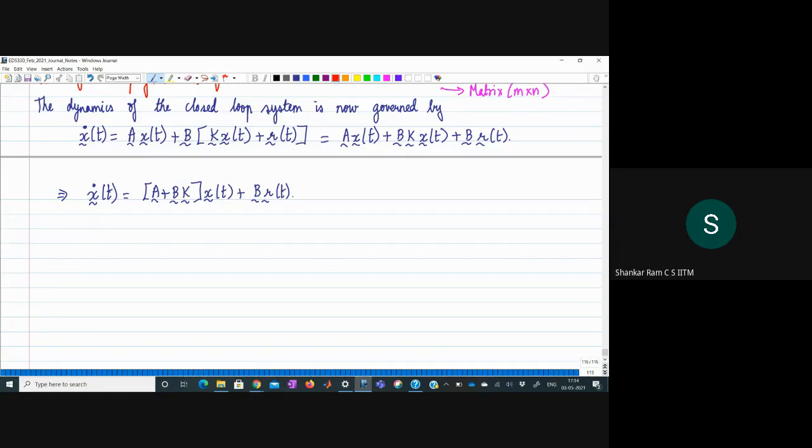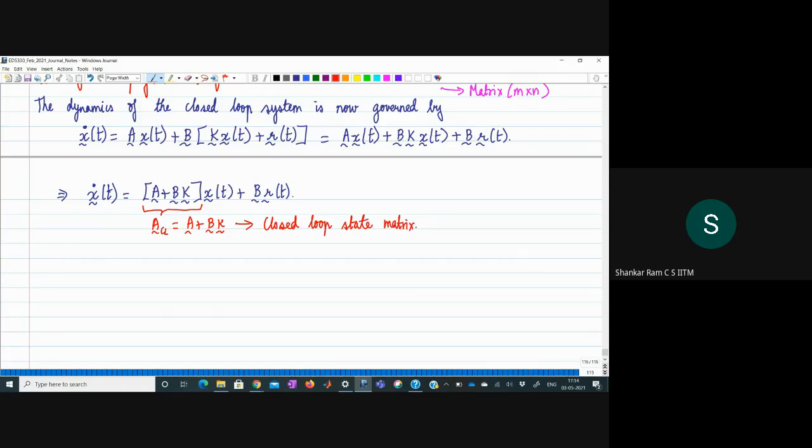All right. So now this matrix A plus BK is the closed loop state matrix. Let's denote it by A subscript CL, which is what is called the closed loop state matrix. Why do we call it a closed loop state matrix? Because that is the state matrix which is coming in the closed loop system's state equation, right? So this is the closed loop state matrix.